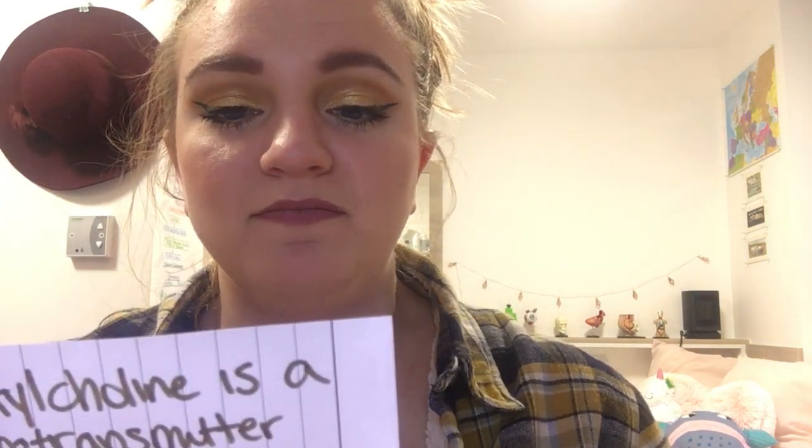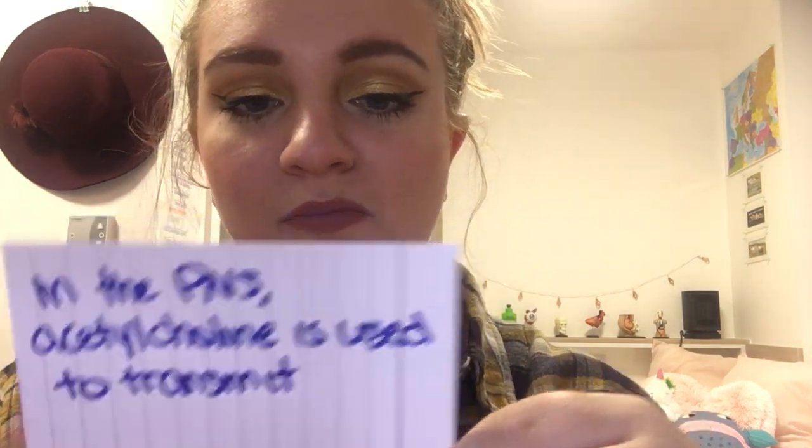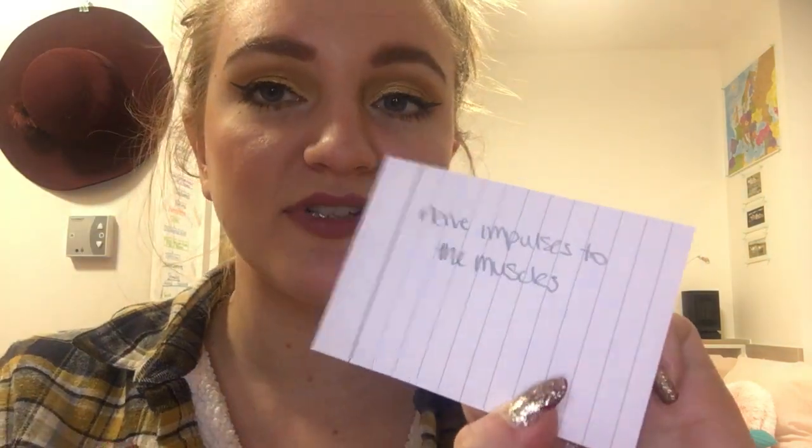Acetylcholine is a neurotransmitter found in both blank and blank. So acetylcholine, going back to what we were talking about earlier, is found in both the central and the peripheral nervous systems. We find that neurotransmitter in both of those, but it plays a different role in each. In the peripheral nervous system, acetylcholine is used to transmit nerve impulses to the muscles. And in the central nervous system, the brain and spinal cord, it's used for attention and arousal.